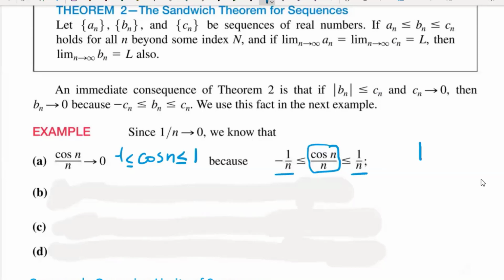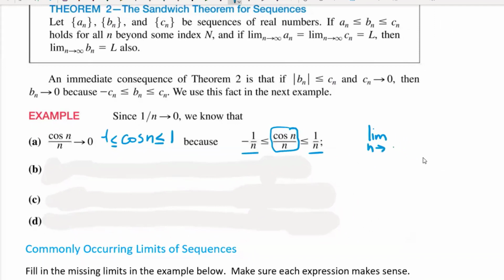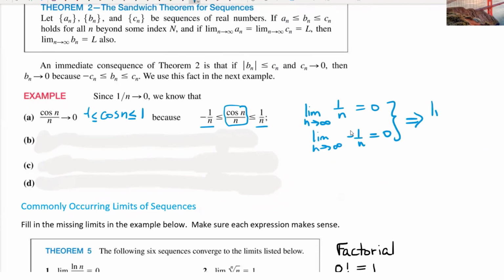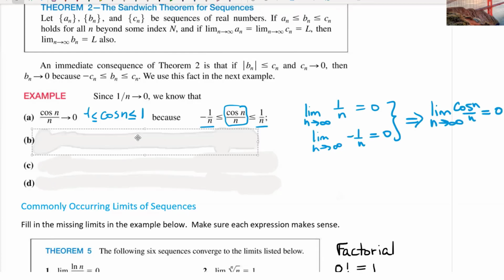And we know that the limit as n goes to infinity of 1 over n is 0. And we also know that the limit as n goes to infinity of -1 over n is 0. So together, that implies that what's in between them must also go to 0. Okay, so that's one example of using the sandwich theorem.